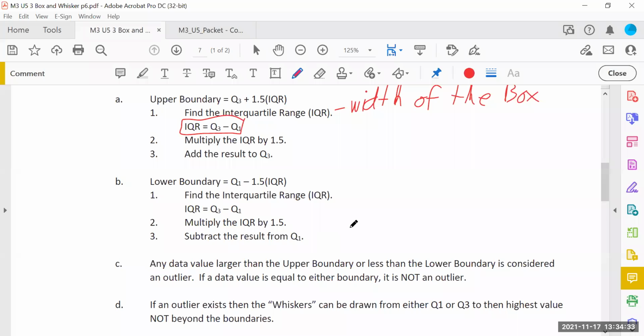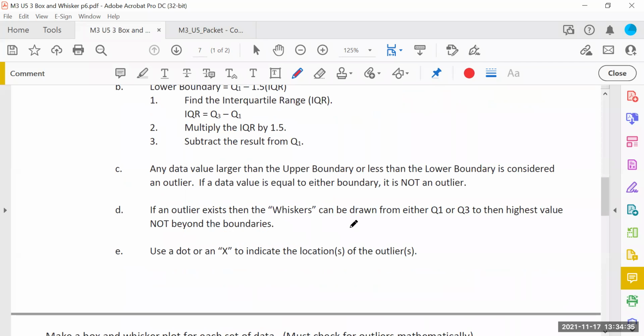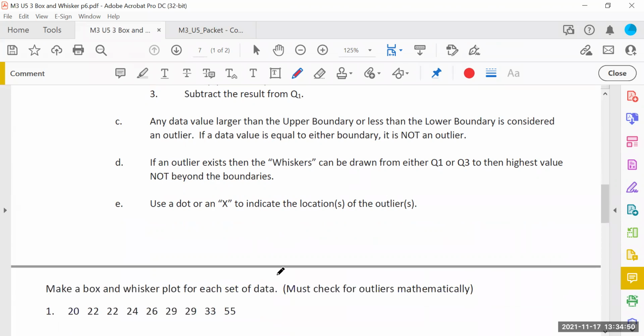We don't connect the outliers with the whiskers. Instead, we find a substitute point, another one that's inside the boundary, whichever point is the next highest or next lowest. So let's try this. Any outliers, we're going to cross them out. We're going to make a little X where they would have been. But let's try it. So turn to the next page.